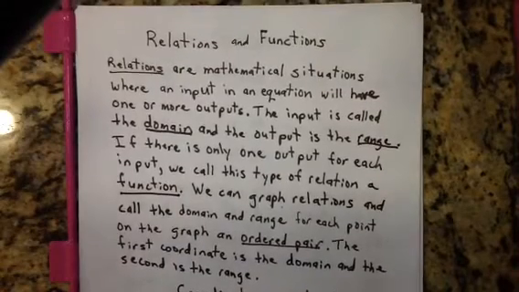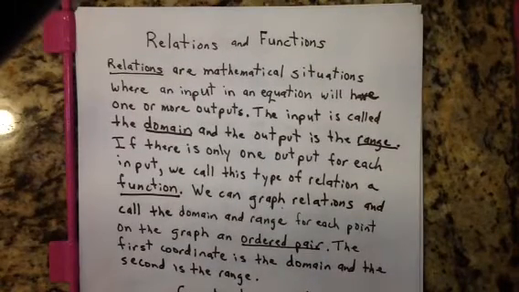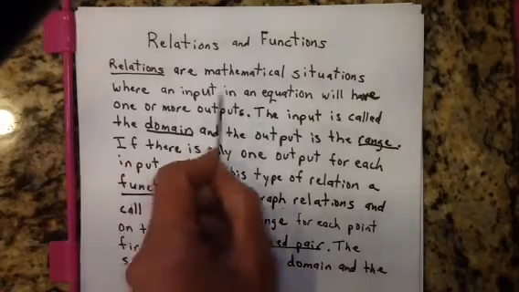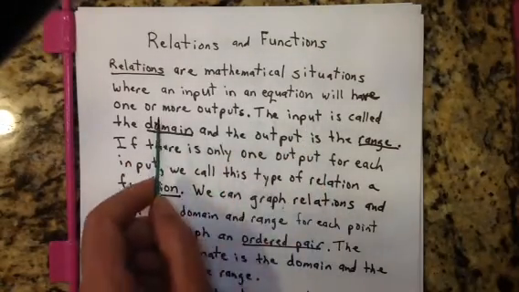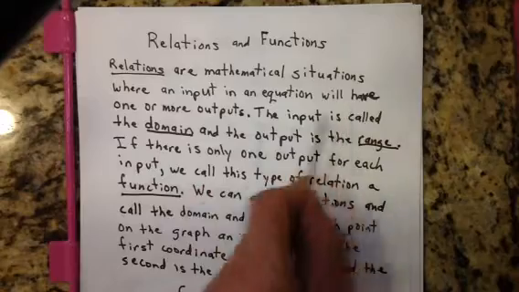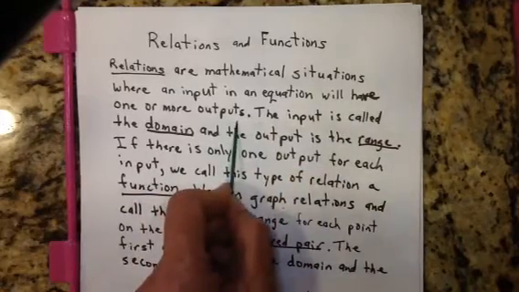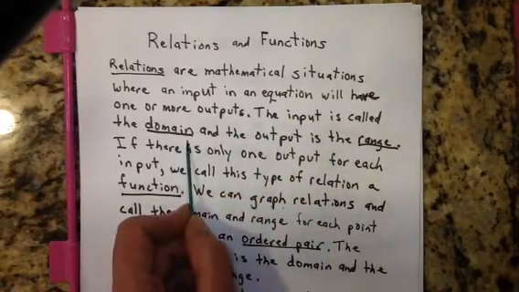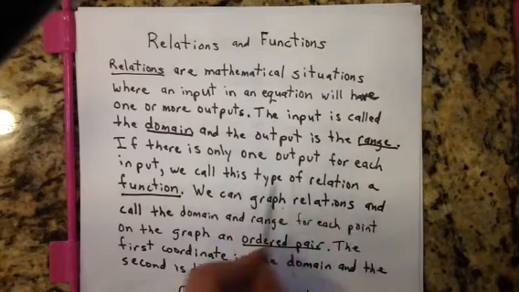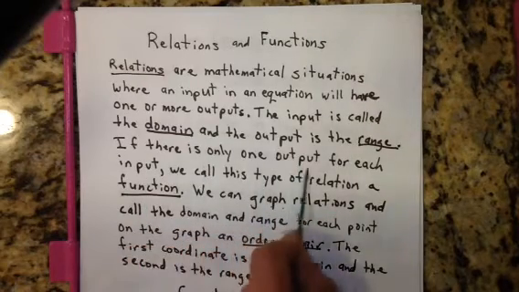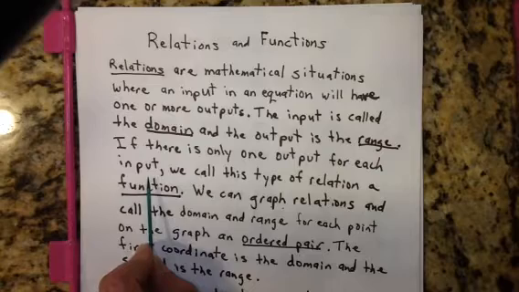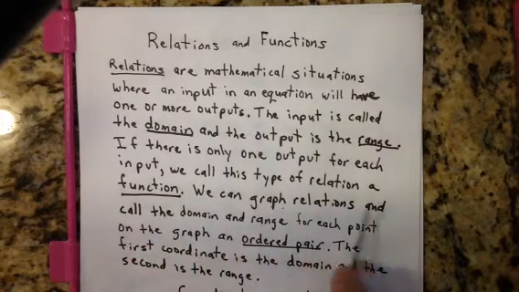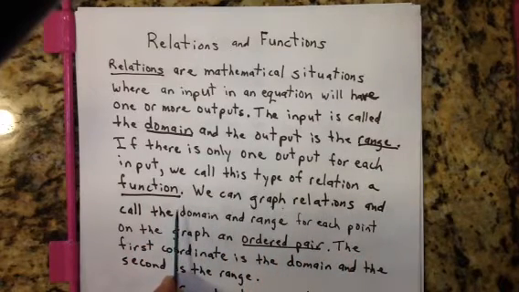Okay, today our topic is relations and functions. Relations are mathematical situations where an input in an equation will have one or more outputs. The input is called the domain and the output is the range. If there is only one output for each input, we call this type of relation a function.